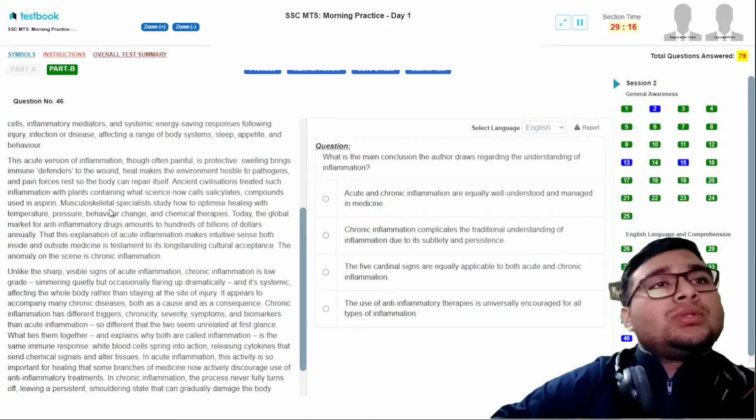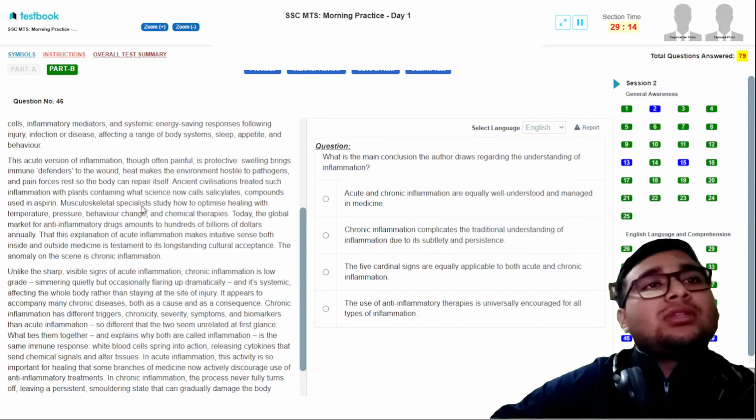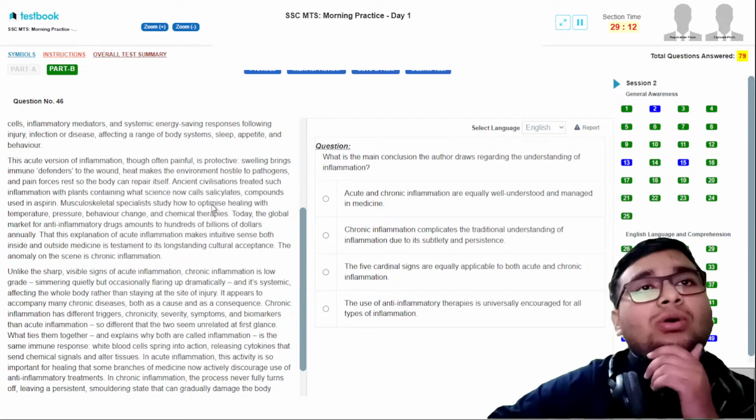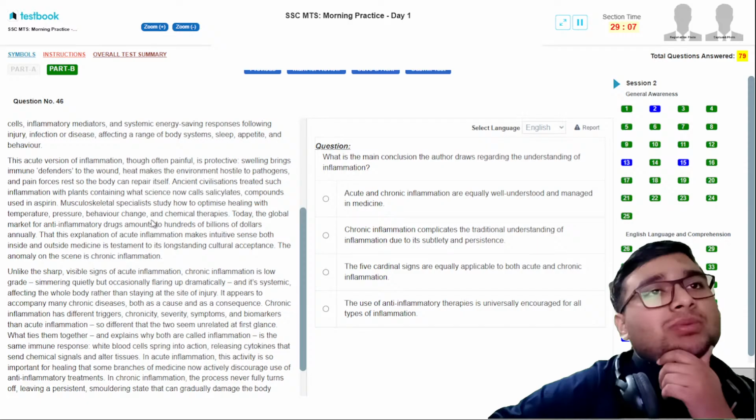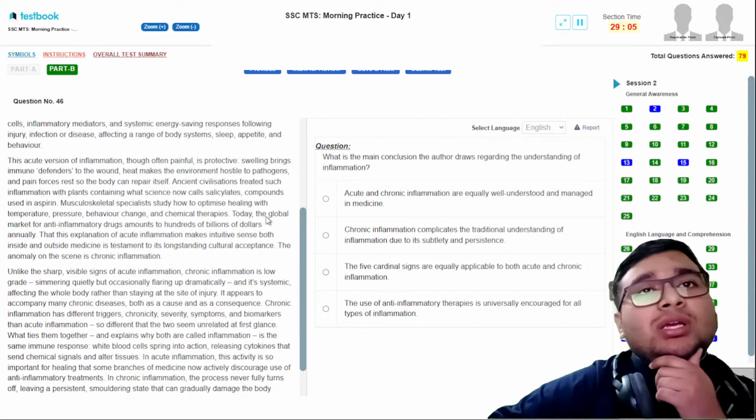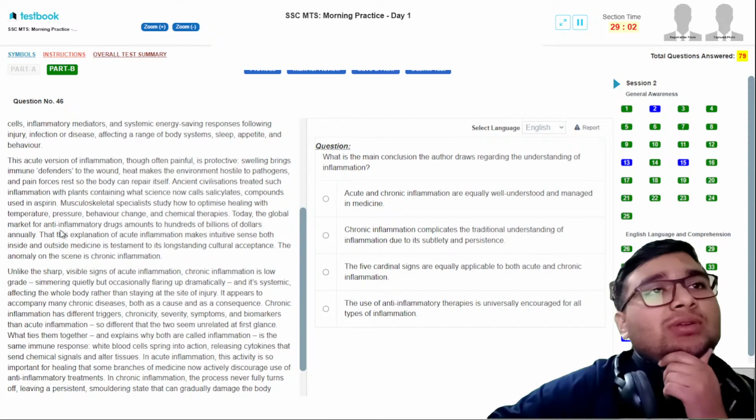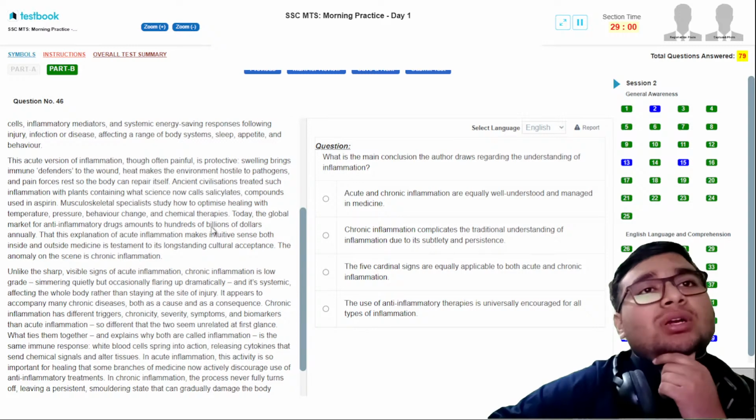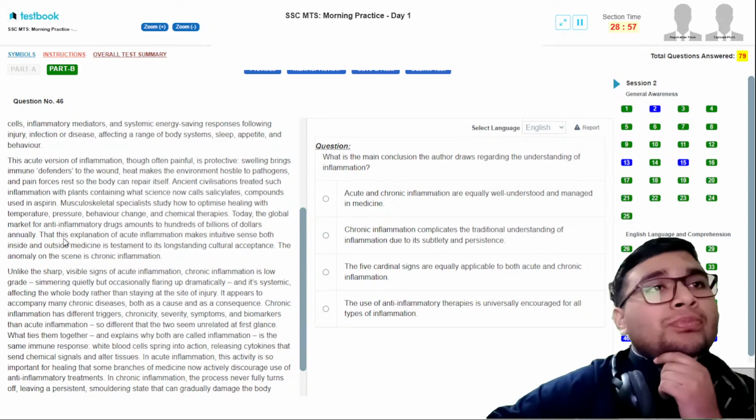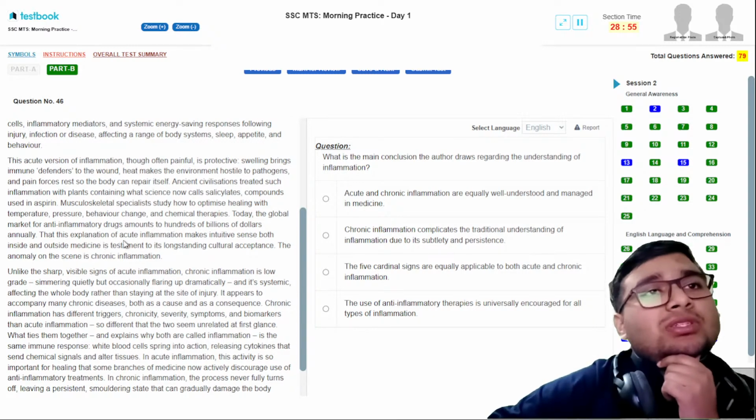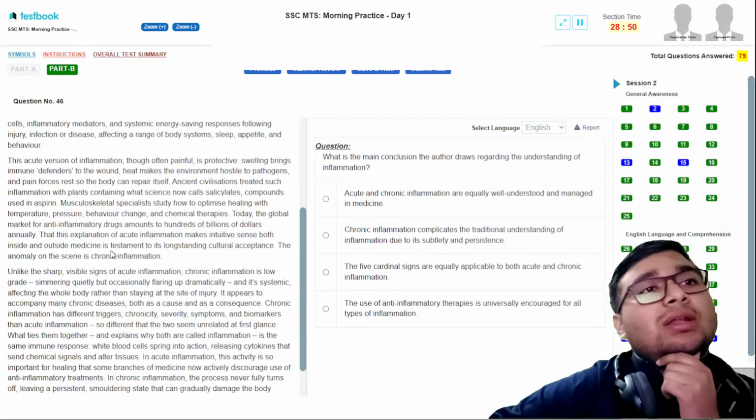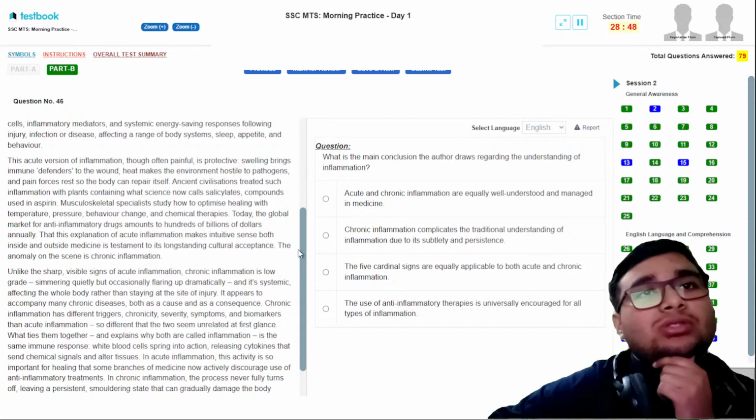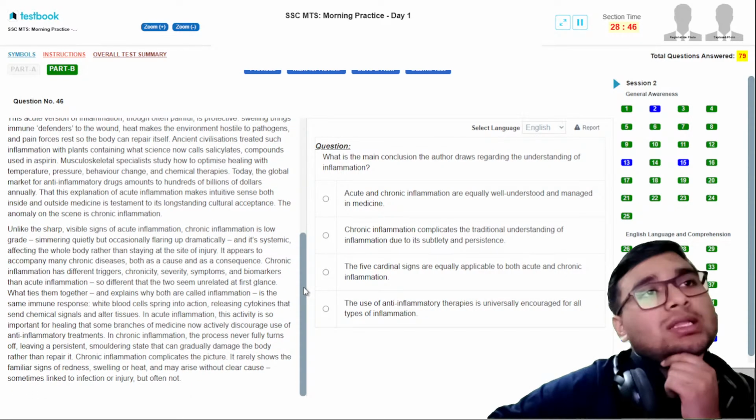Musculoskeletal specialists study how to optimize healing with temperature, pressure, behavior change, and chemical therapies. Today, the global market of anti-inflammatory drugs amounts to hundreds of billions of dollars annually. That this explanation of acute inflammation makes intuitive sense both inside and outside medicine is testimony to its long-standing cultural acceptance. The anomaly in the science is chronic inflammation.